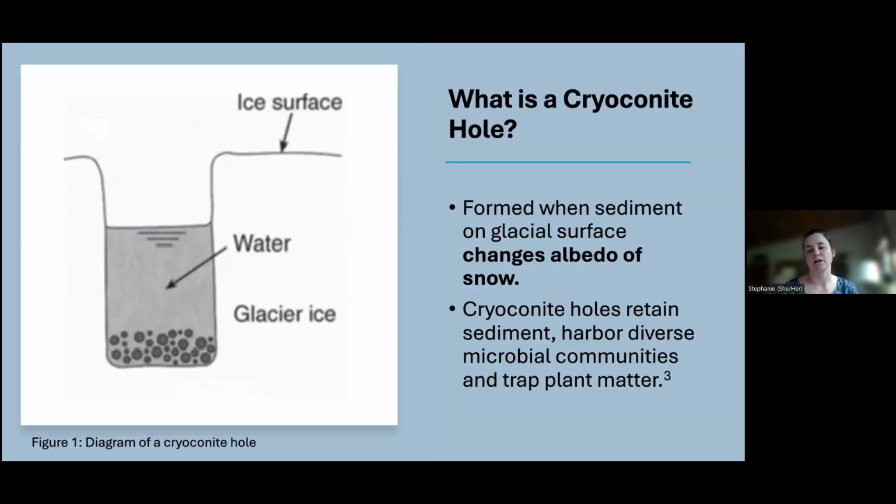So glaciers consist of many complex systems. Of these systems, there are these small water-filled holes known as cryoconite holes. So I thought a good place to start would be to explain what a cryoconite hole actually is. The figure on the left shows a basic diagram of it, but a cryoconite hole is formed when sediment from an outside source lands on the glacier and changes the albedo of the snow or changes the temperature. The sediment is darker than the snow, and so it's warmer, and so these little pools form.